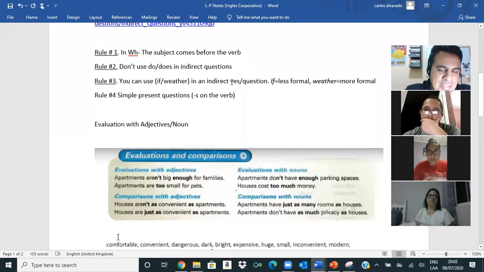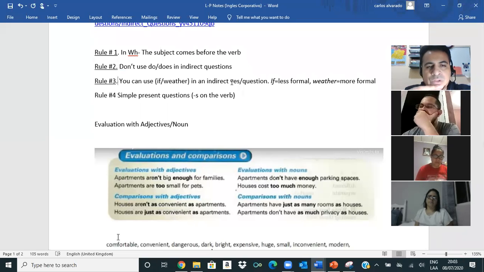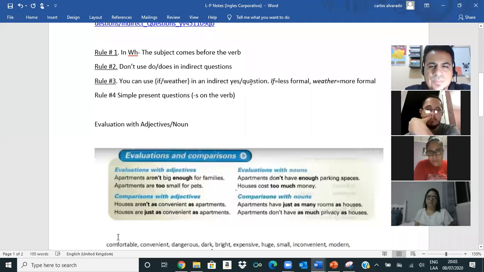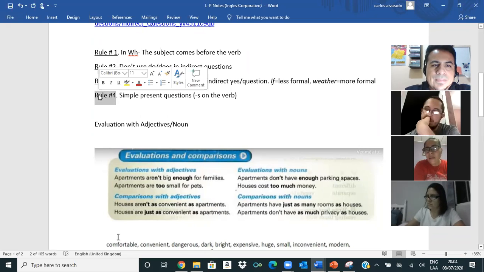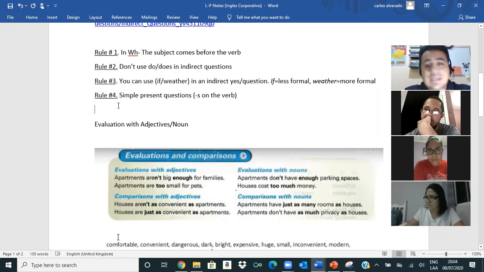¿Qué es la que vamos a hacer? Ahí donde nos quedamos, en la número dos del ejercicio que estábamos haciendo ahorita. You can use if or whether in an indirect yes or no question. ¿Qué quiere decir? If less formal, whether more formal. Okay. Rule number four. Teacher, you wonder whether? No, no tiene nada que ver. Whether es clima, no tiene nada que ver con weather. This, the way that you are using. Simple present questions. We use an S on the verb.